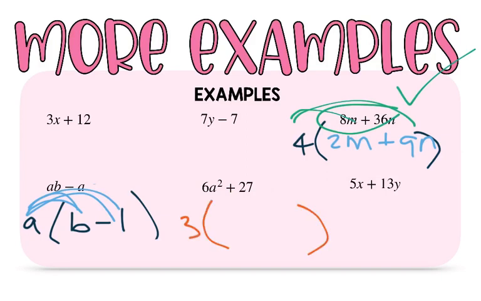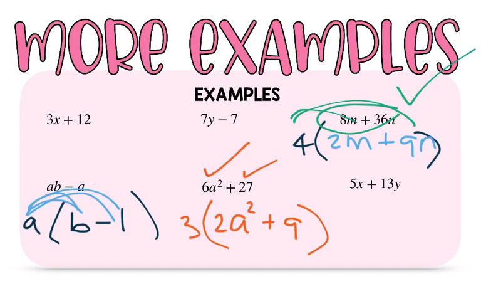And I'm not saving any space to write a letter because I'm noticing that this one doesn't even have a letter, so I definitely can't take a letter out. So what is 6a squared divided by 3? Well, that would be 2a squared. And what is 27 divided by 3? That would be 9. And I'm done. I've undistributed. I'm good to go.